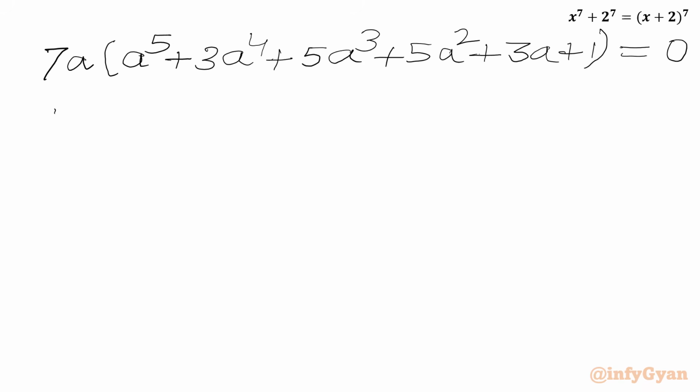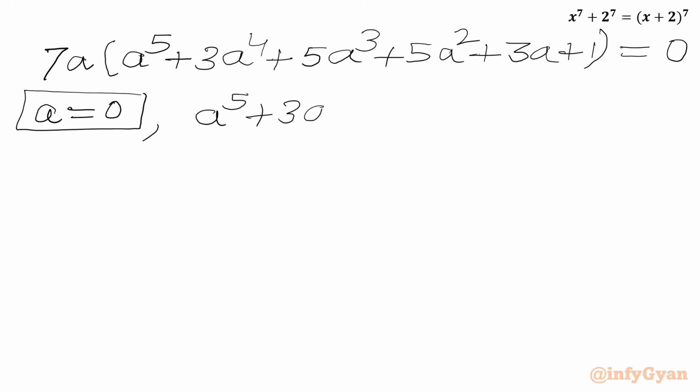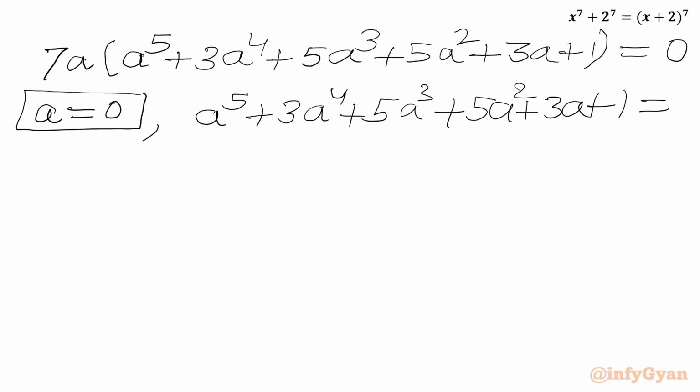So we can write either a equal to 0, or a power 5 plus 3a power 4 plus 5a cube plus 5a square plus 3a plus 1 equal to 0.